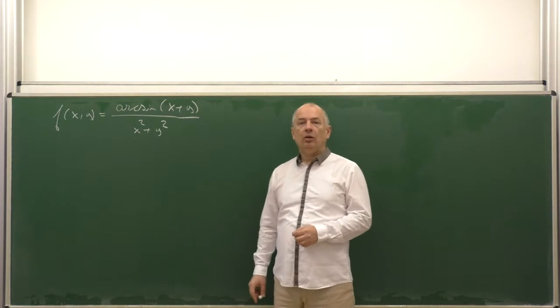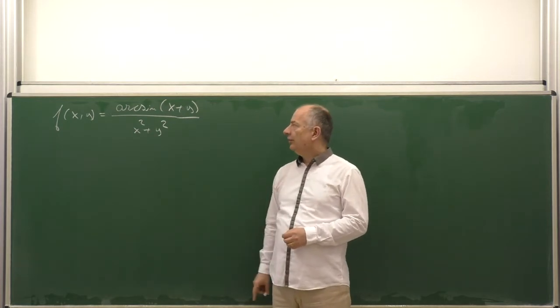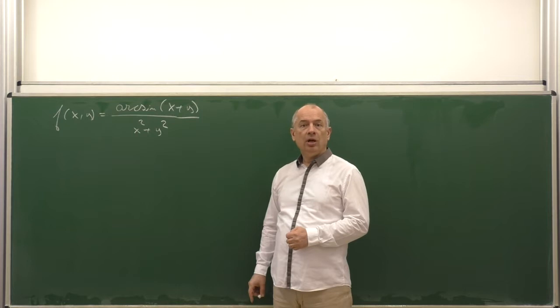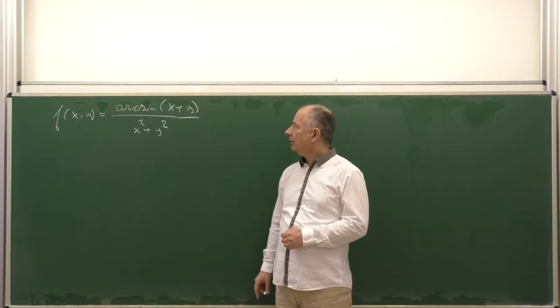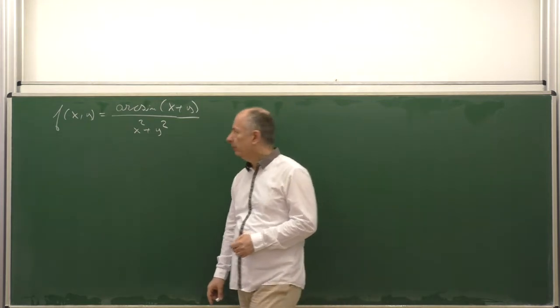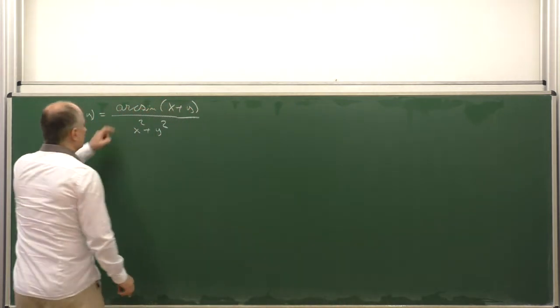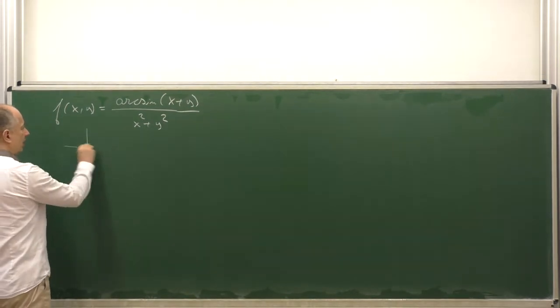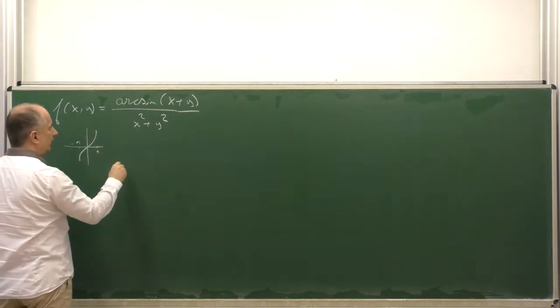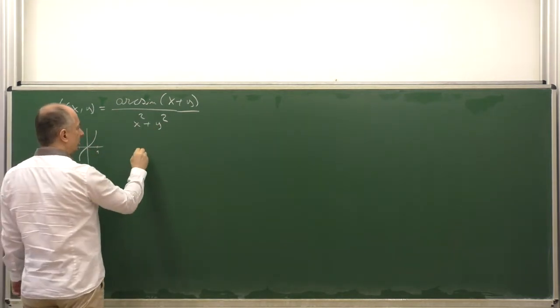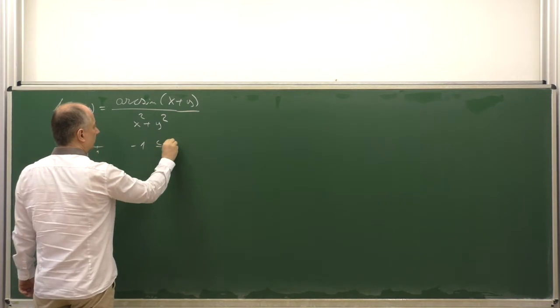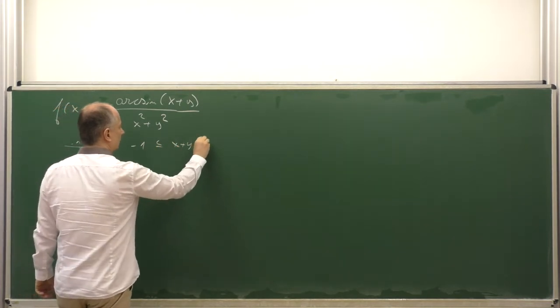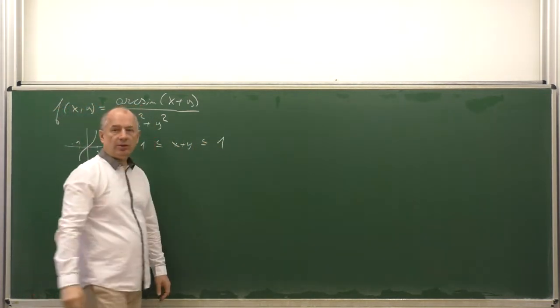In this section, we want to find the domain of definition of this function of two real variables, arc sine of (x plus y) divided by (x squared plus y squared). So first, we have arc sine of some argument. We know that arc sine looks like that, and it accepts arguments between 1 and minus 1. So the argument x plus y must be between plus and minus 1.